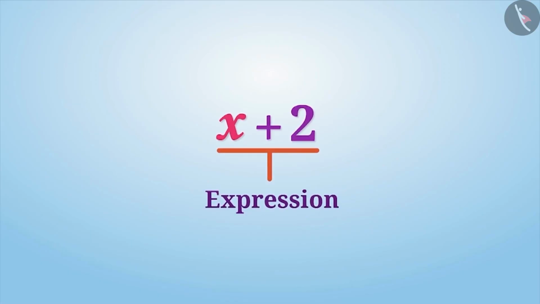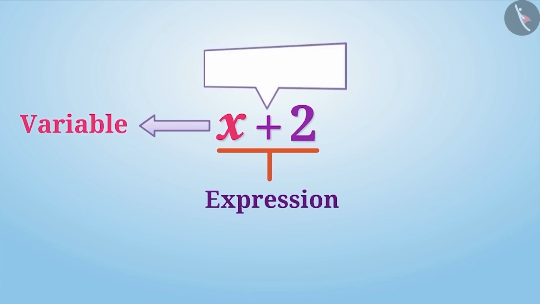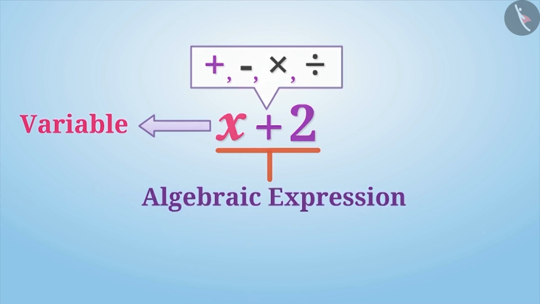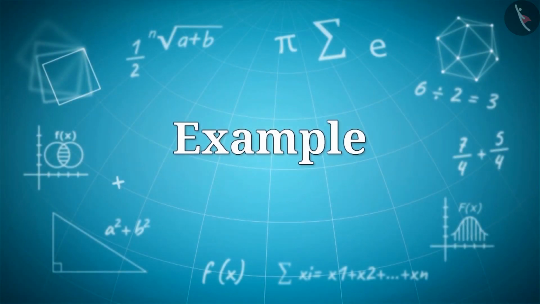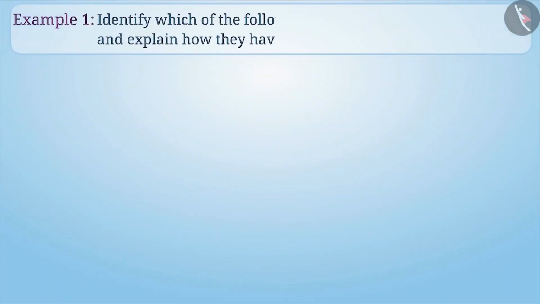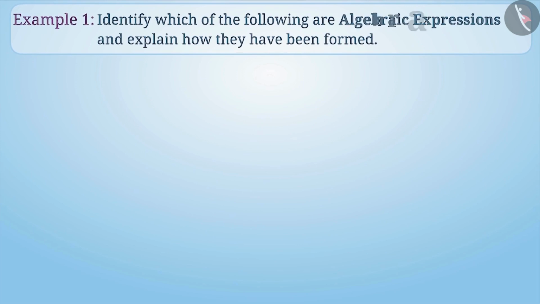In the previous video, we have learned that expressions in which variables, numbers, and symbols of different operations are used are called algebraic expressions. Now come, let's find solutions to examples based on them. Identify which of the following are algebraic expressions and explain how they have been formed.